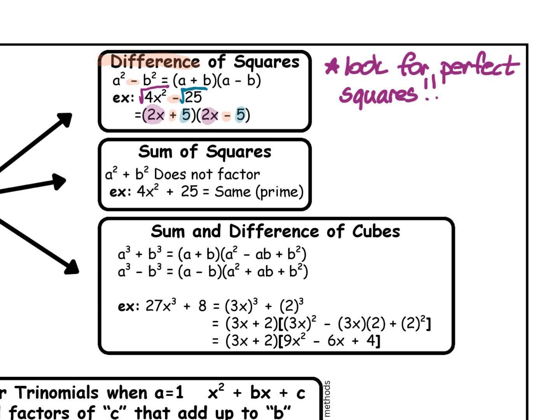Okay, well, what about sum of squares? Okay, so here, again, we want to see that we have perfect squares and that this time they're a sum. However, if you see that, then you're done. You don't need to factor anymore because they do not factor.